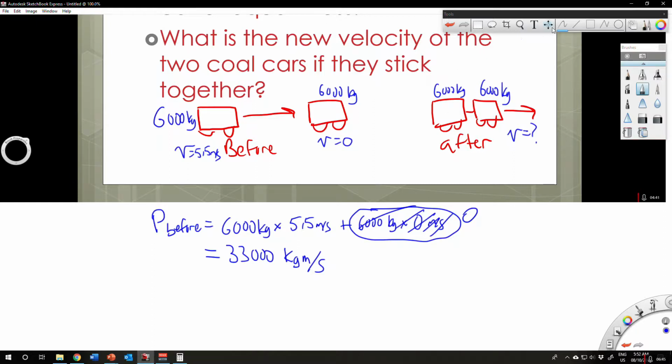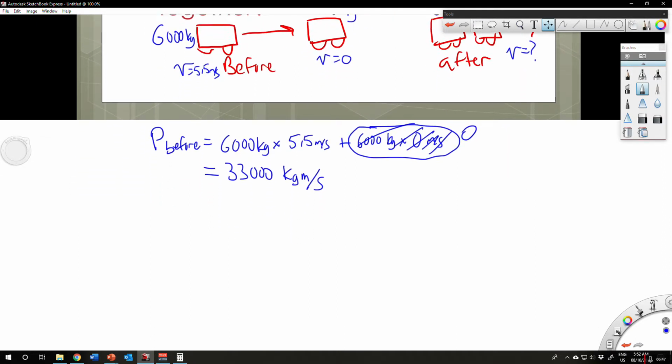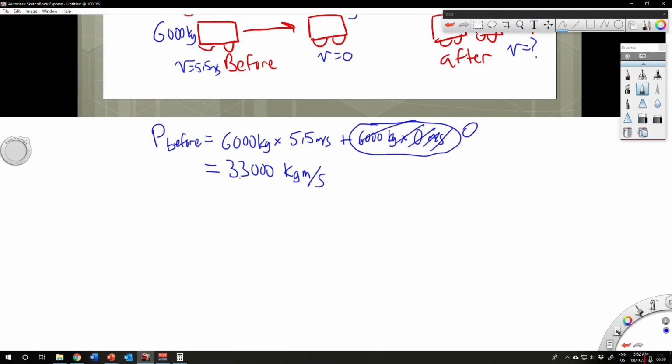Now, what we know about this is that this momentum has to equal the momentum after the collision. Okay, we're ignoring any losses of motion due to friction and whatnot. So in an ideal system, this is what would happen. All right, so now we know the momentum before is this value here, and this has to equal the momentum after. So we can set up the next equation as follows.